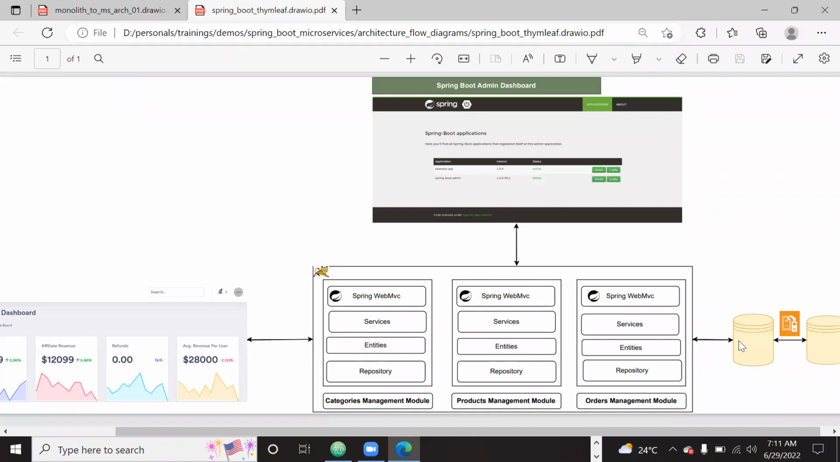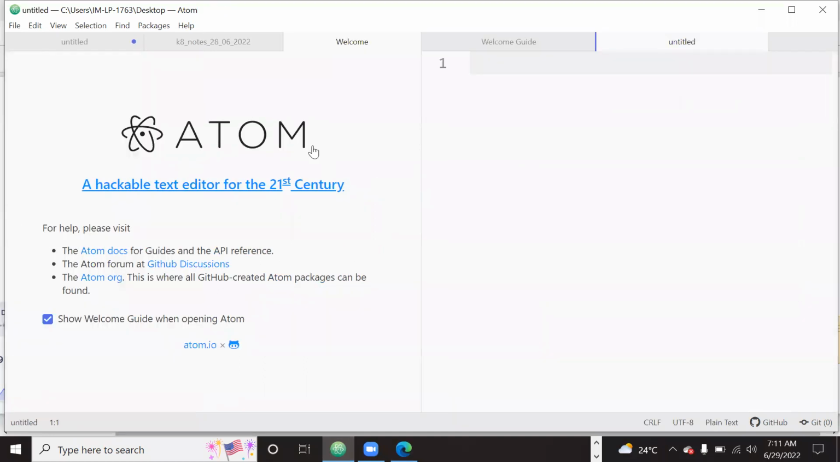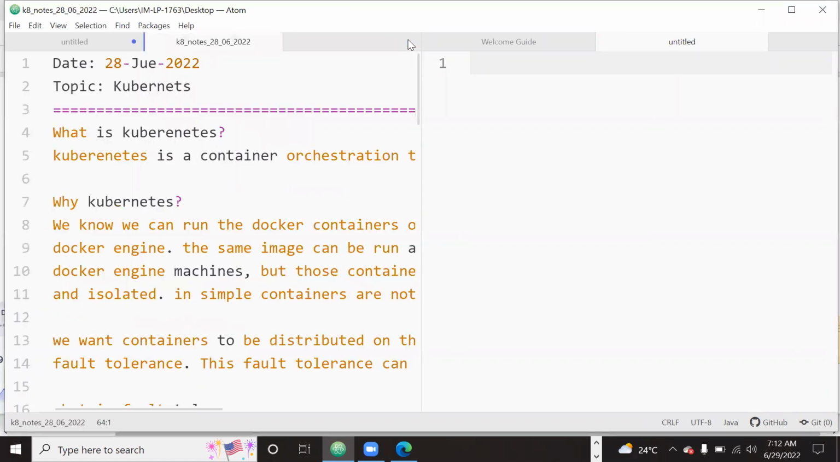So there are two points we need to understand. Number one, all the application modules are bundled in a single application server, meaning all the application modules are bundled in a single archive, that is war or jar. These are the points we need to understand. Let me write down all those points.